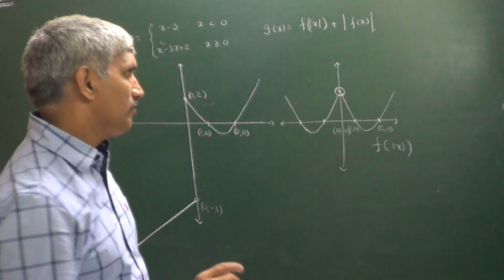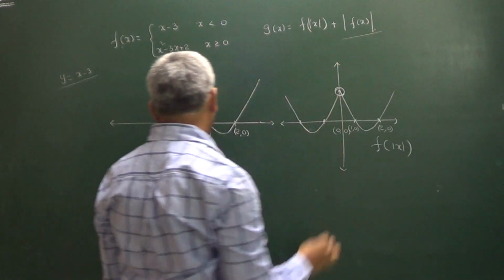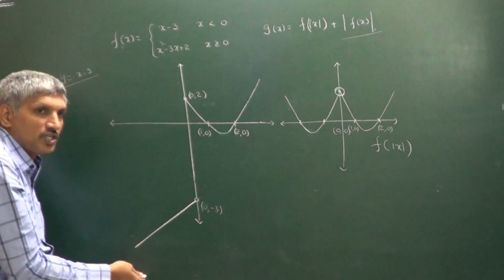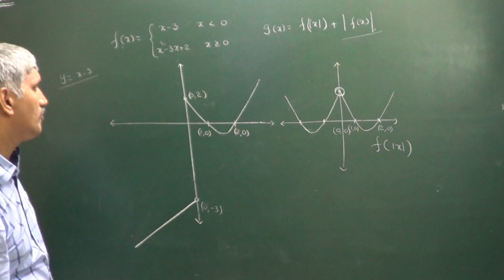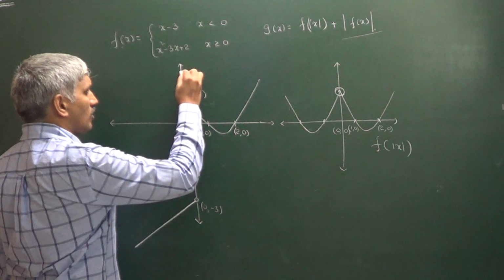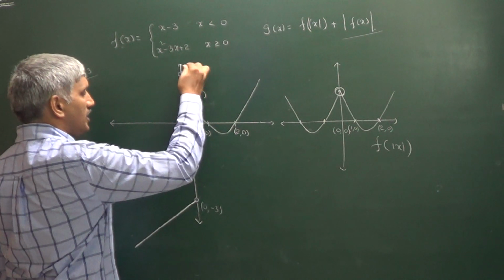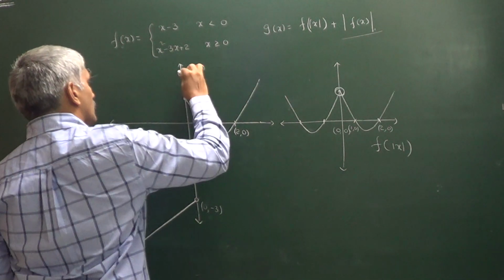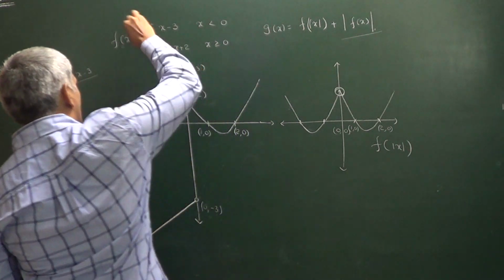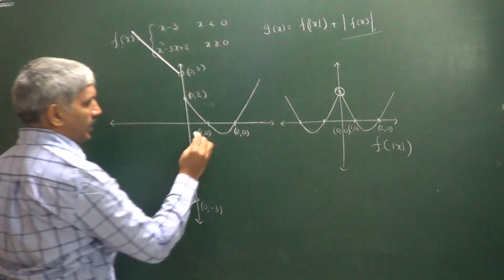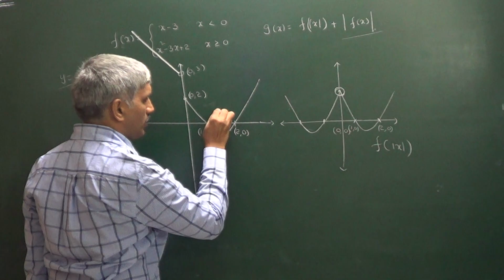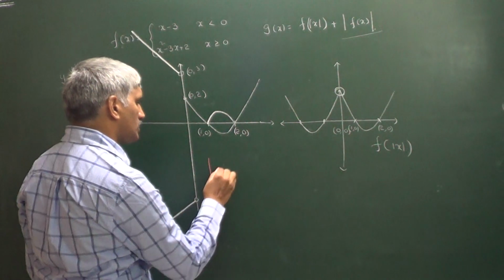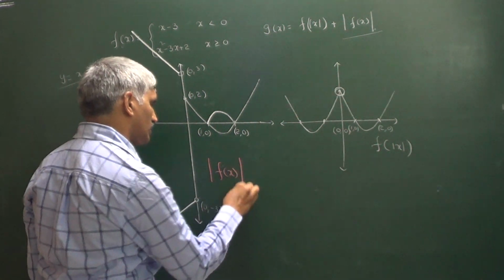But don't generalize. We have to draw the graph of mod f of x also. This is the graph of f of x. Mod f of x means in this graph, negative values we have to shift upward. That's why I am drawing the graph of mod f of x. This point is 0 comma minus 3, so you will get here 0 comma 3. Mod f of x means negative values will move upward. So that's why we got the graph of modulus of f of x from the f of x graph.